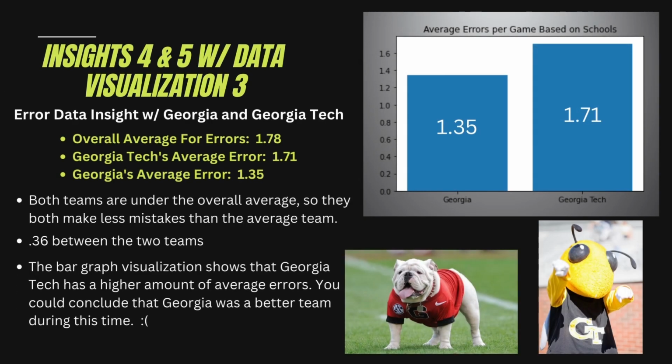The last insights and data visual provide error data about Georgia and Georgia Tech. Georgia Tech's error average is 1.71 and Georgia's average is 1.35. During this time, both teams were under the overall error number, which is 1.78. So you can conclude Georgia and Georgia Tech usually made fewer errors than their opponents. However, since Georgia is lower by 0.36, you can infer that they were probably the better team during this time.